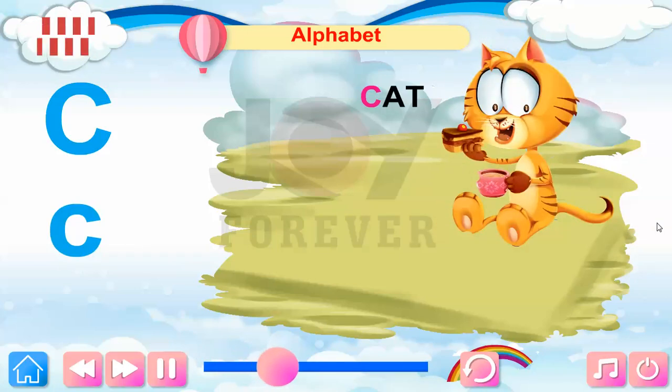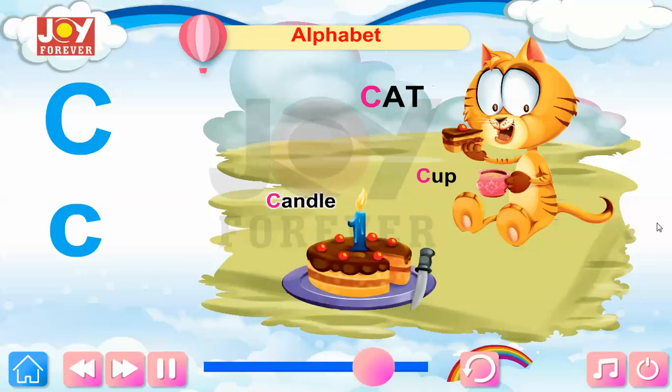Capital C, small c. C for cat. C for cup. C for candle. C for cake.